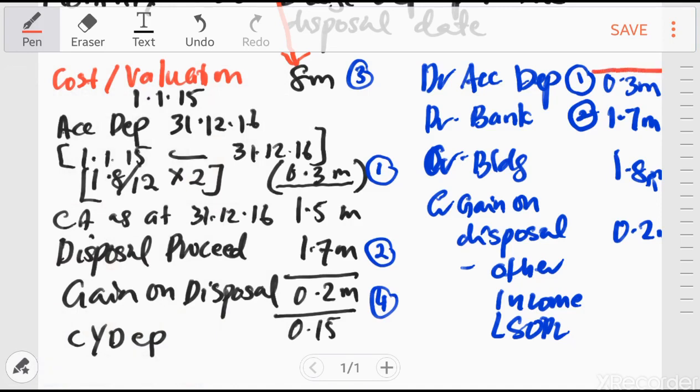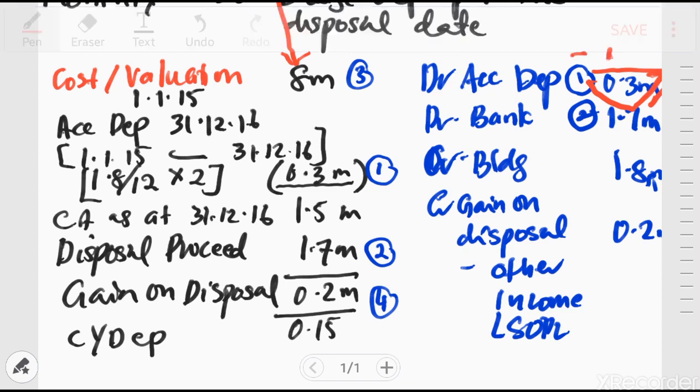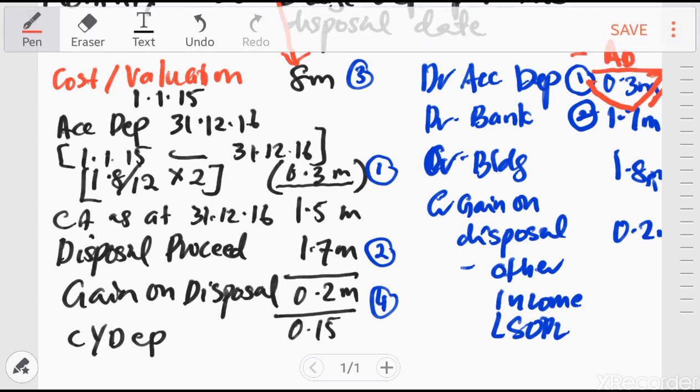So this thing that I have worked out for you will help you to prepare the PPE note. So this one, for example, 0.3 is the one that you need to go and deduct in the accumulated depreciation. The one that you credit building is the one that you need to deduct, 1.8, right? In your cost section. So cost minus. That is the two things that will affect your movement of PPE.